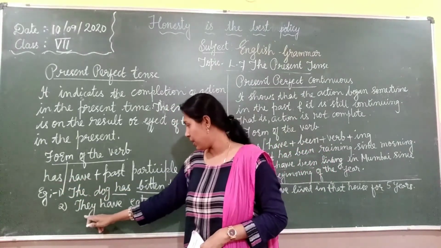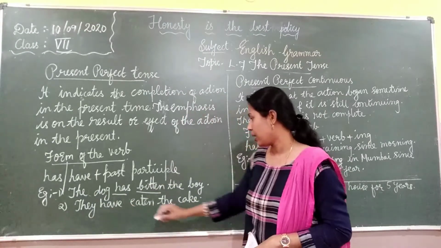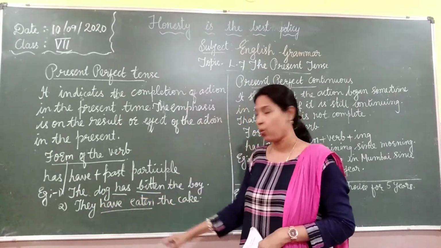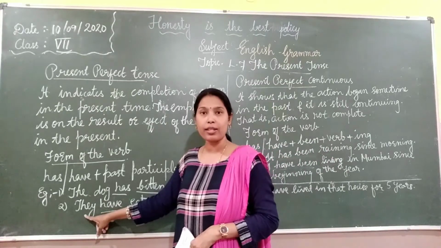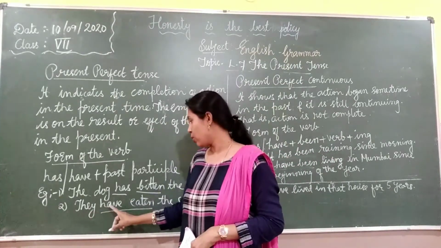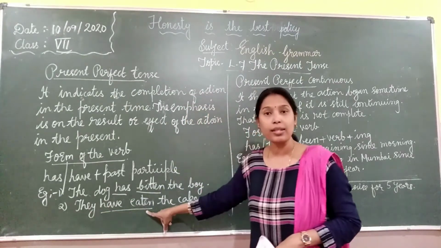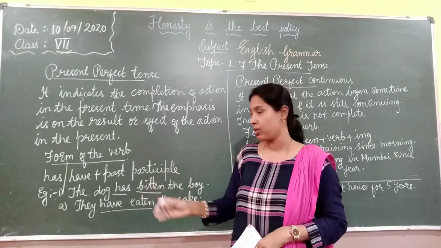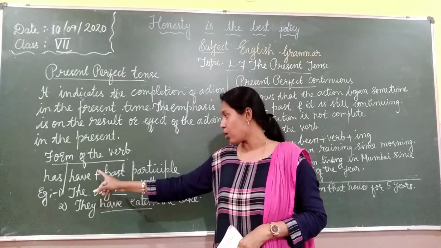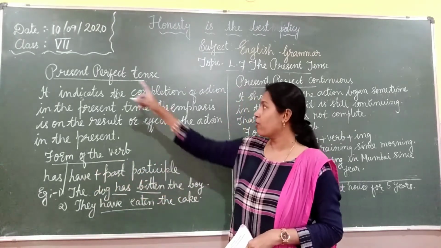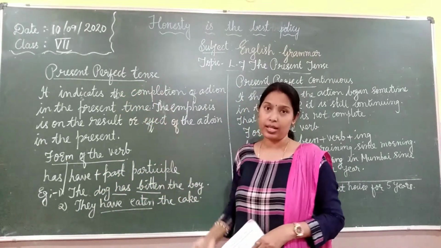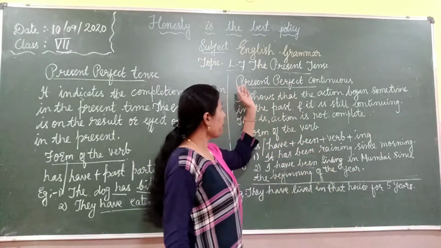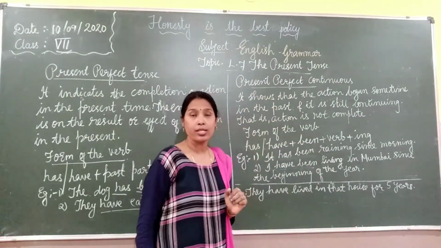See another example. They have eaten the cake. Have eaten. Why have? Because they is in plural, right? So we have to use the plural form, and eaten is in past participle. Eat, ate, eaten. So we have to use has or have plus past participle for present perfect tense. Now you will see what is present perfect continuous tense.